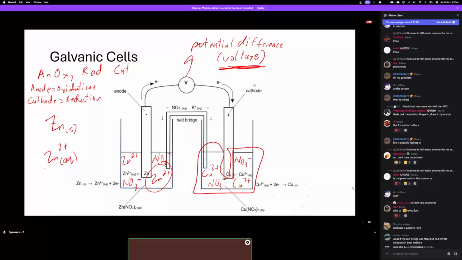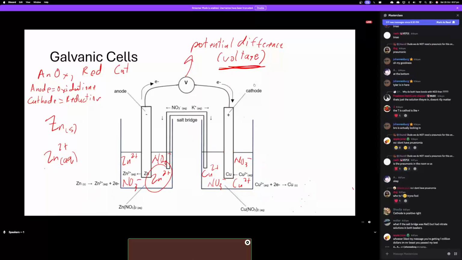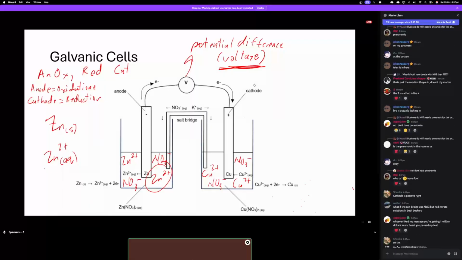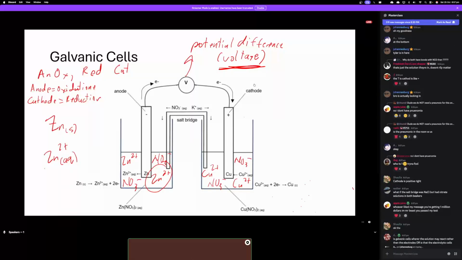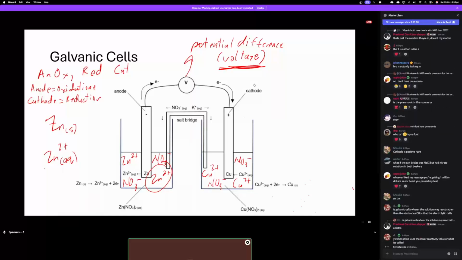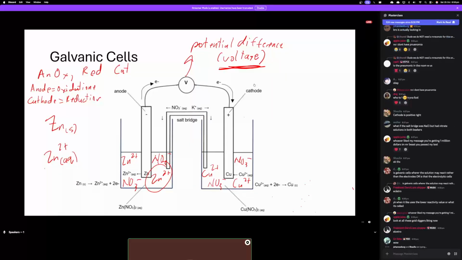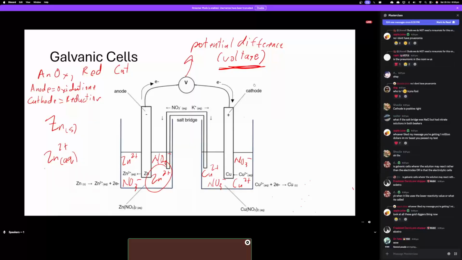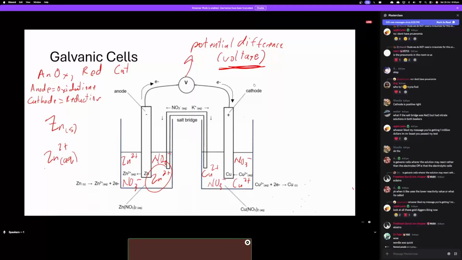In a galvanic cell, the cathode is positive, the anode is negative. What if the salt bridge was nickel but had nitrate solution in both beakers? That's completely fine too. The point of the salt bridge is purely to balance charges. It doesn't really matter. In galvanic cells where the solution may react rather than the electrodes, or is that the electrolytic cell? I'm not sure what you mean. Okay.